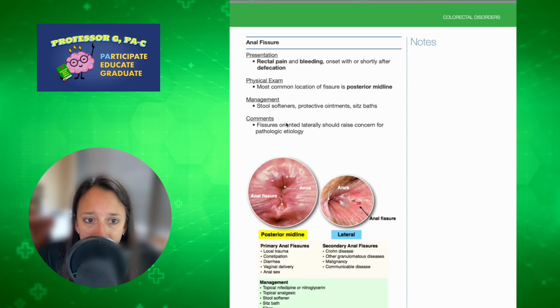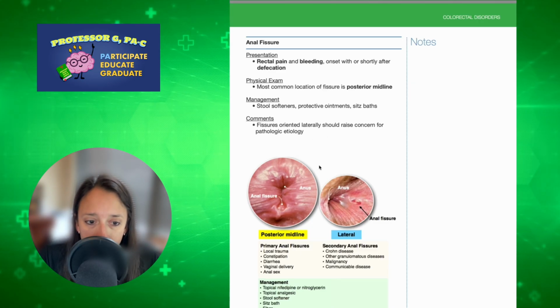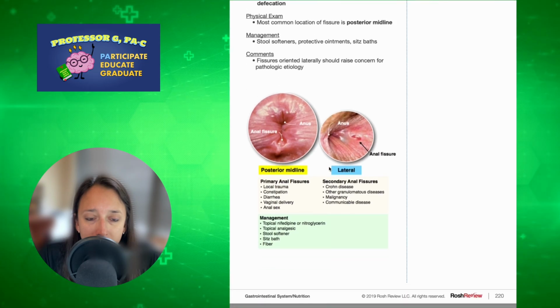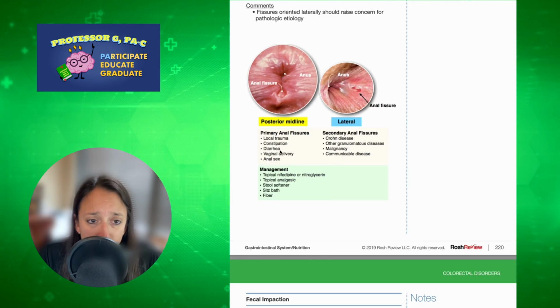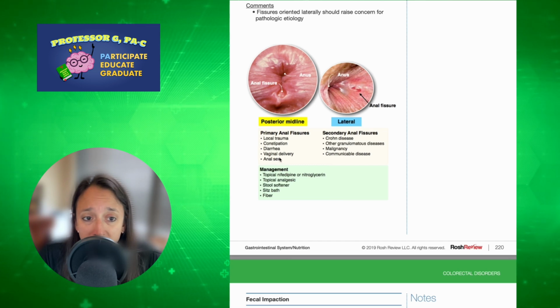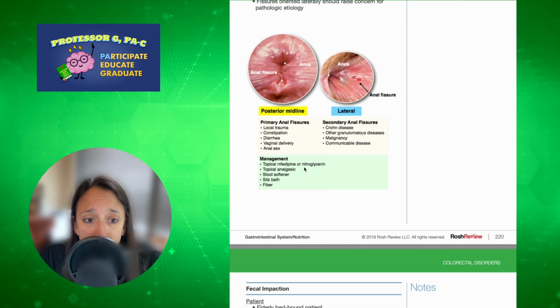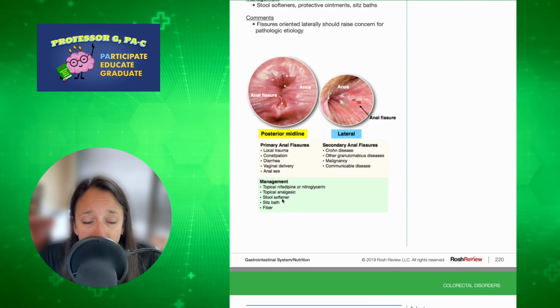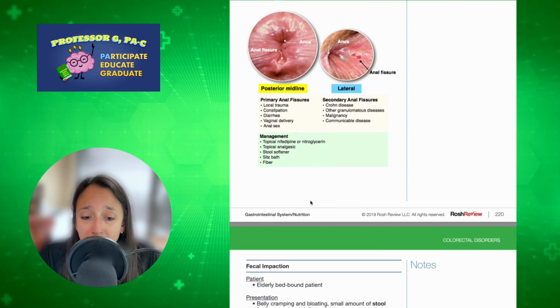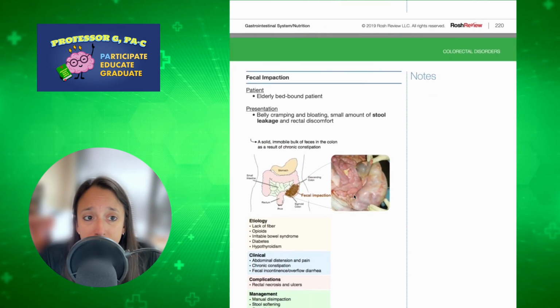And if we have anal fissures that are oriented laterally, this should raise concern for some sort of pathology. So lateral pathology would be things like Crohn's disease, other malignancies in those areas. As far as primary, we see local trauma, constipation being really common, and then other things like anal sex and vaginal delivery. Treatment for this is going to be topical nifedipine or nitro, and topical analgesics, stool softeners, sitz baths, and increased fiber in your diet.